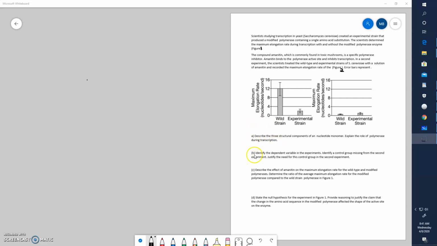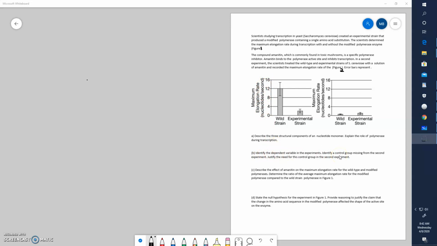Pretty easy. B, identify the dependent variable in experiment 1, and then identify a control group missing from the second experiment, and justify the need for this control group in the second experiment. So the dependent variable, again referencing the video that hopefully you watched already today: the dependent variable is the same as the responding variable, so you'll see both these terms. To identify it, all you have to do is look on the y-axis. Dependent and responding variables are on the y-axis. In this case, it's the maximum elongation rate, and you can put the units there, nucleotides per second.